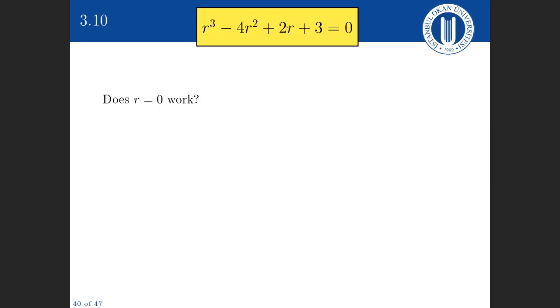So let's try them. Does r equal to 0 work? Let's try it. 0 cubed minus 4 times 0 squared plus 2 times 0 plus 3 is equal to 3. It's not equal to 0. No. Let's try again. What about r equal to 1? Does that work?